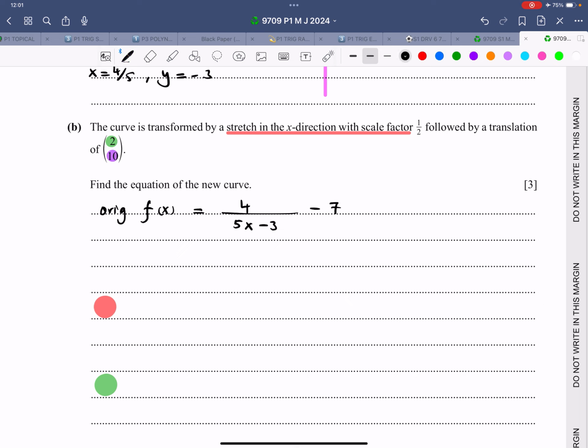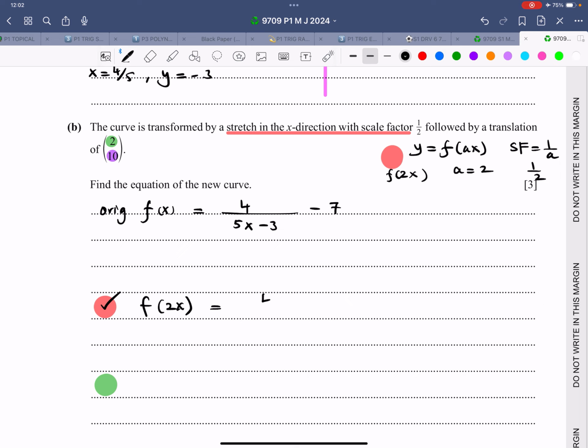When we talk about this red thing, scale factor half. So now the rule is, this is stretch parallel to x-axis. So this, we write this thing as y is equals to f of ax, and scale factor is 1 over a. That means if the scale factor is 1 over 2, therefore a comes out to be 2. That means I'm working for f of 2x. That's the first thing. So now the first thing is f of 2x.